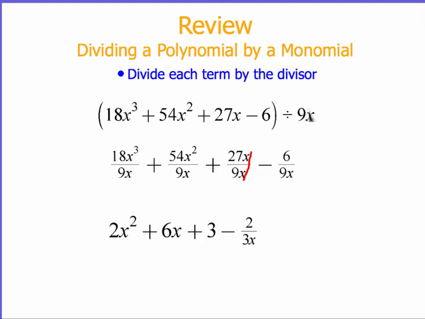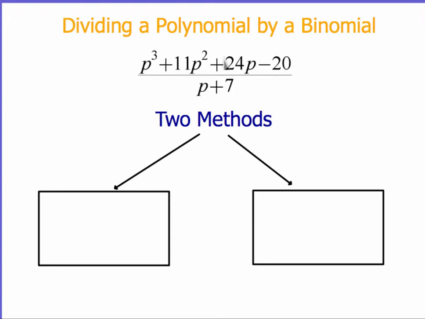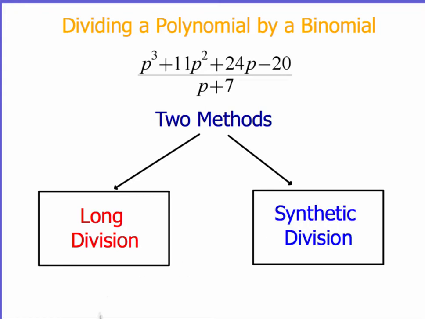But what if this was not a monomial? What if it was another polynomial, or a binomial, meaning two terms? There are two methods of doing this. If I want to do p cubed plus 11p squared plus 24p minus 20, all divided by p plus 7, there are two methods: long division and synthetic division. They both have their pros and cons that we'll discuss later, but we need to learn both methods. So we're going to start with long division.